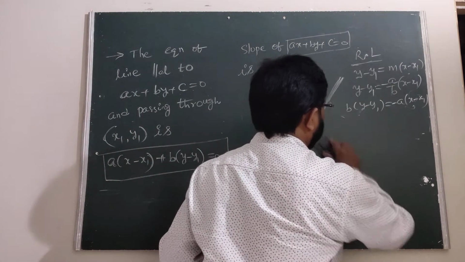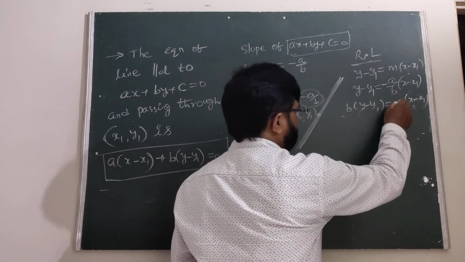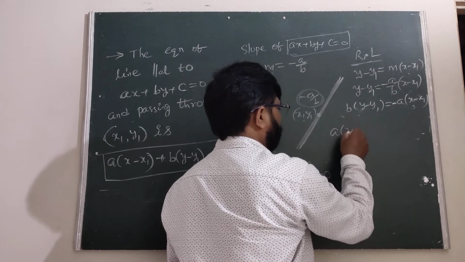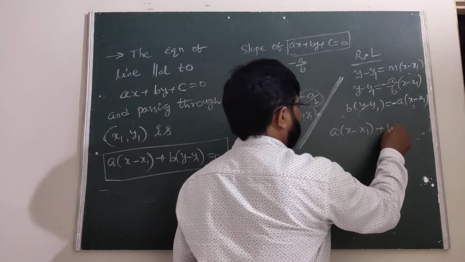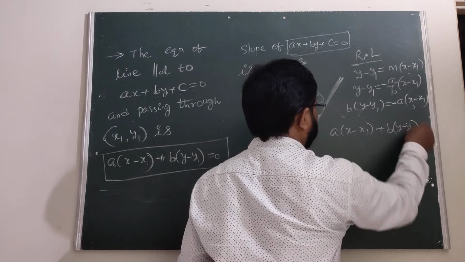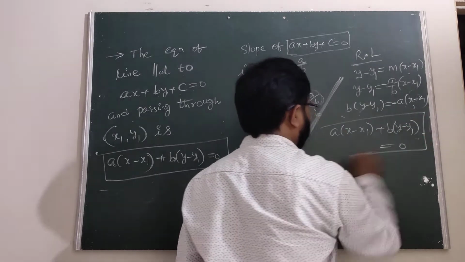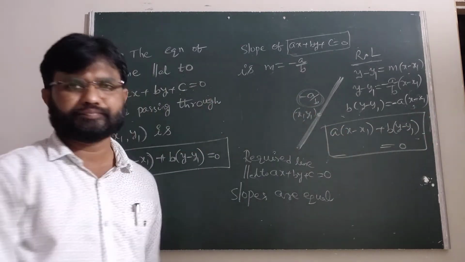Is it clear? How to write this one? The minus term is sent to this side. a into x minus x1 plus b into y minus y1 equal to 0. This is the required line.